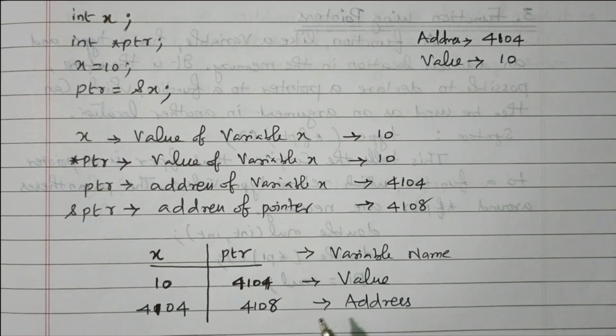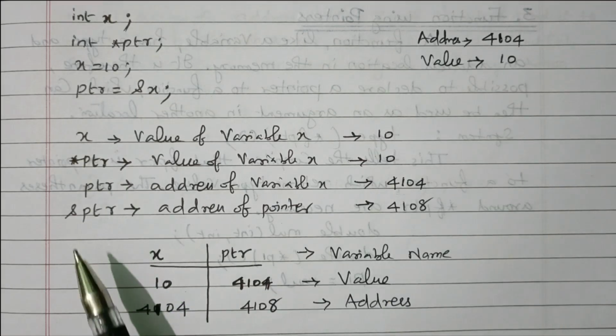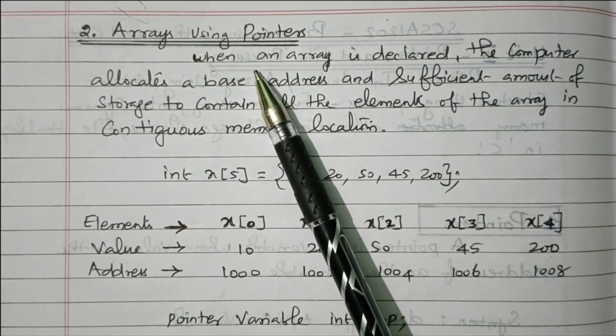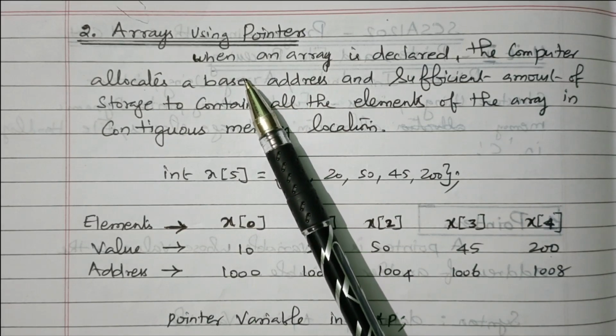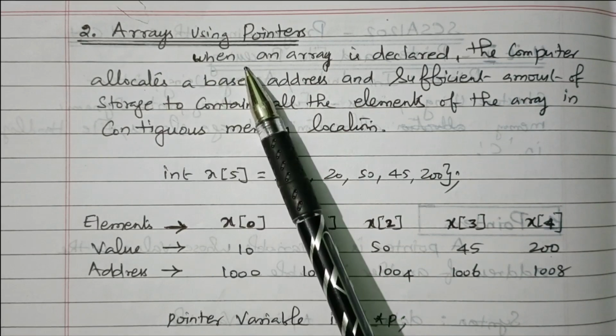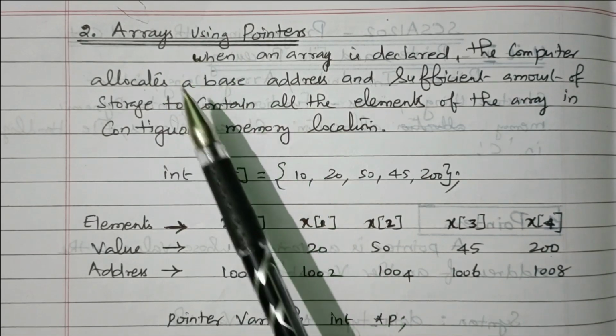All these things we are able to get by referring to this. I will go to the next point. The next is arrays using pointers. Now we have referred to only single variables. If you want to give a set of variables, we use an array. How are we implementing pointers in the array?